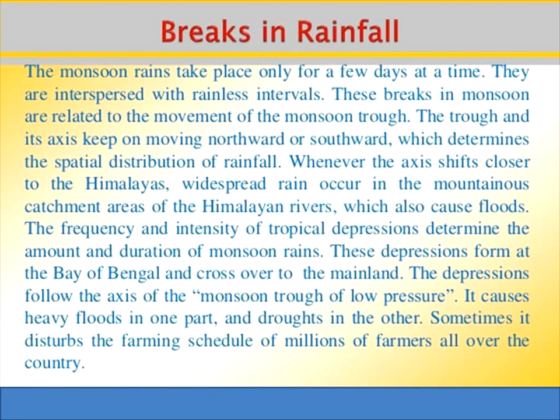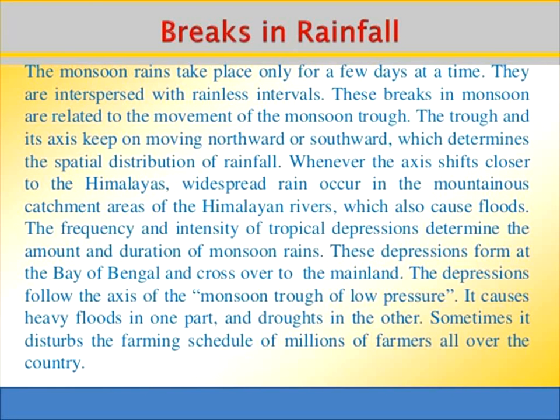Whenever the monsoon trough axis shifts closer to the Himalayas, widespread rain occurs in the mountainous catchment areas of the Himalayan rivers, which also causes floods. If the monsoon trough is created near the Himalayan region, the rainfall will be heavy in the northern plains, and the Himalayan rivers get flooded. Even the Brahmaputra and the Ganga get more flooded.